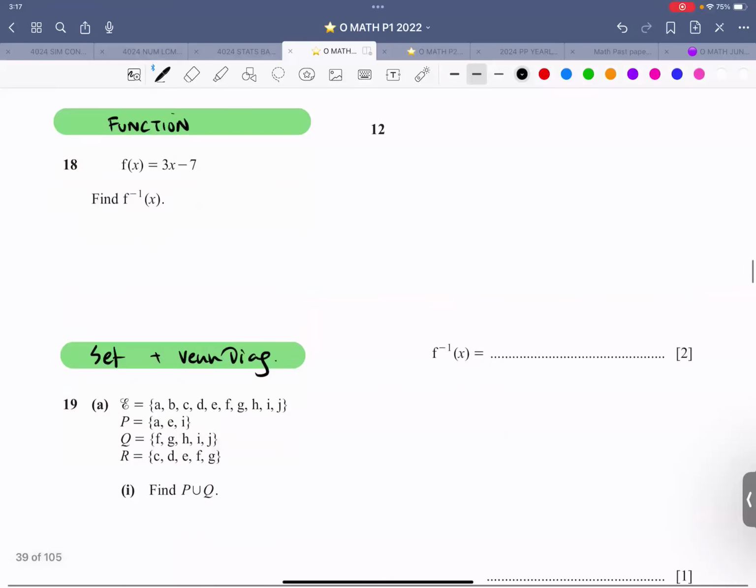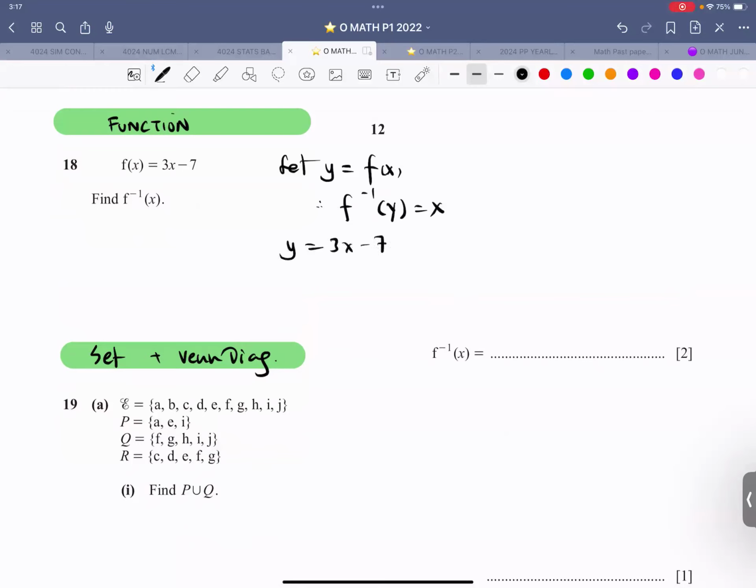Now, first thing, f(x) is this, find f inverse x. Let y equal f(x). Therefore, f inverse y equals x. So therefore, y equals 3x minus 7, y plus 7 is 3x, y plus 7 divided by 3 is x, but x is what? X is f inverse y. So f inverse x is (x plus 7) over 3. It's just a change of variable.